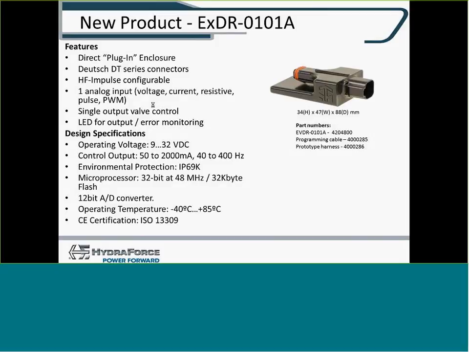The 0101A has one analog input: voltage, current, resistive, pulse, PWM, single output valve control, and an LED encased in the body of it for input and error monitoring. Output voltage 9 to 32 volts, control current up to 2 amps, IP69K environmental protection, 12-bit A/D converter, temperature range minus 40 to plus 85, and CE certification. Some part numbers for mating connectors and programming cables are on the right-hand side.